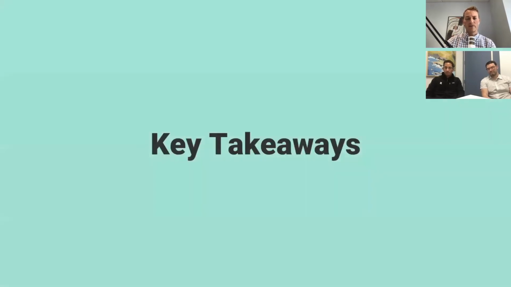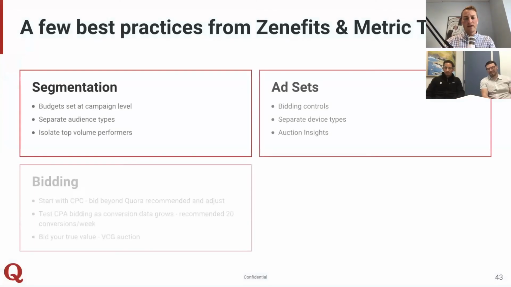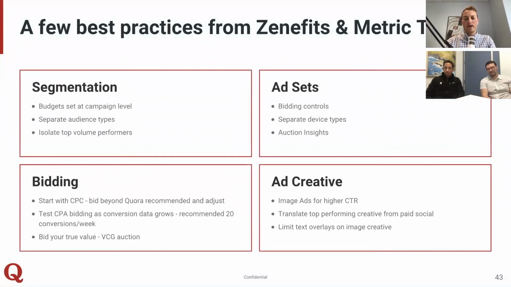All right, those are my 6 takeaways plus a bonus. We'll call it 7 because that would be 6 plus 1. So some key takeaways. I'm gonna turn it over here. So here's a few best practices from Zenefits and MetricTheory, and they put together for you guys an amazing list here with segmentations, ad sets, bidding, ad creative. I'm gonna turn it over to Josh and Yuri to kind of wrap up your section.